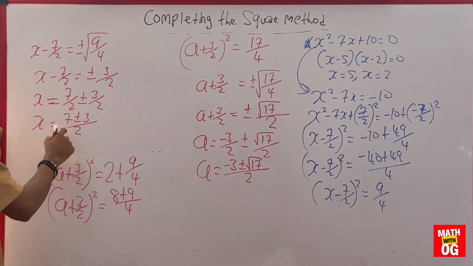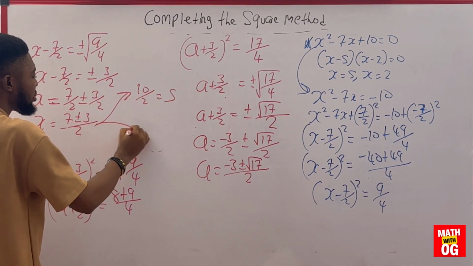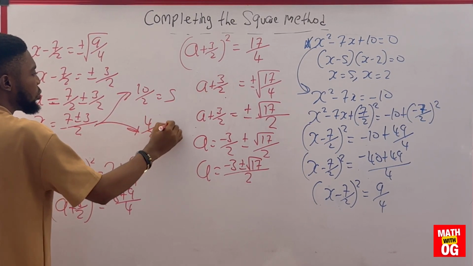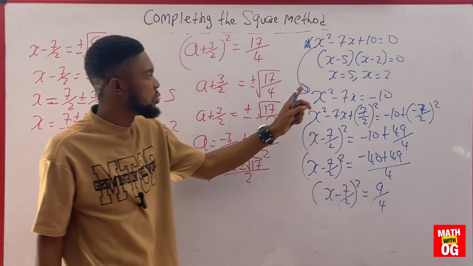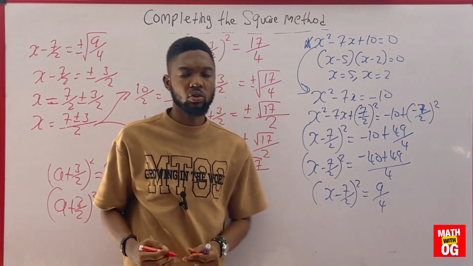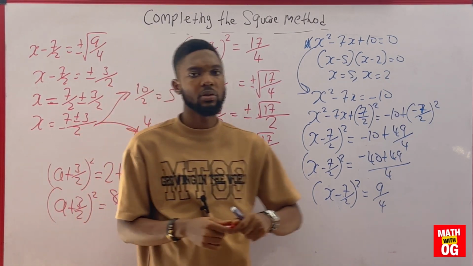Now if it is plus, you are going to have 10 over 2, which is 5. If it's minus, you are going to have 4 over 2, which is 2. So the answer is x is equal to 5 or x is equal to 2, similar to what we got using the factorization method. So that's that for that. This is how you approach questions using the completing the square method.